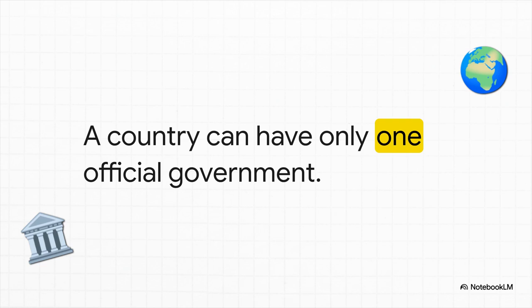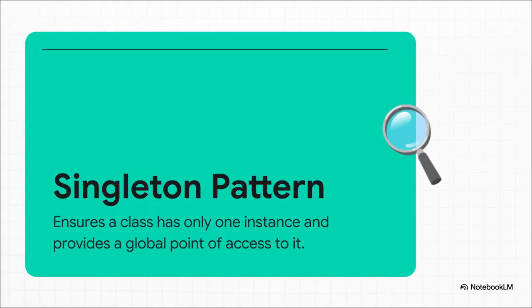A country only gets one official government at a time. It doesn't matter who you ask or where you are in the country. When you say the government, everyone knows you're talking about that single, globally known entity. And that, right there, is the singleton pattern in a nutshell. Its job is simple but crucial. First, make sure a class can only ever have one instance of itself. And second, provide one single, global way to get to that instance, just like the government.